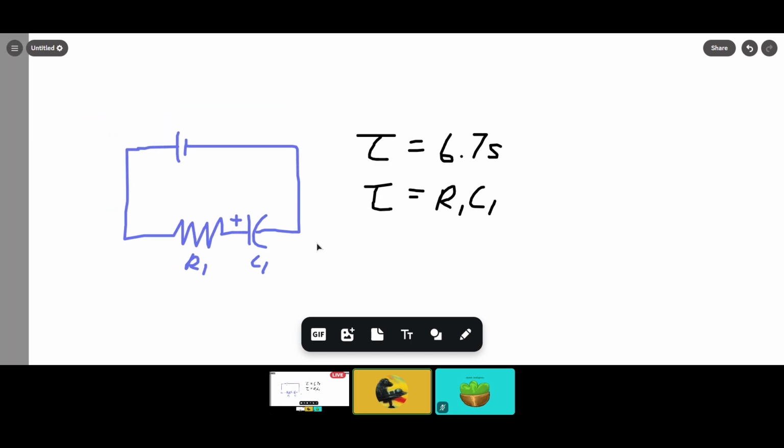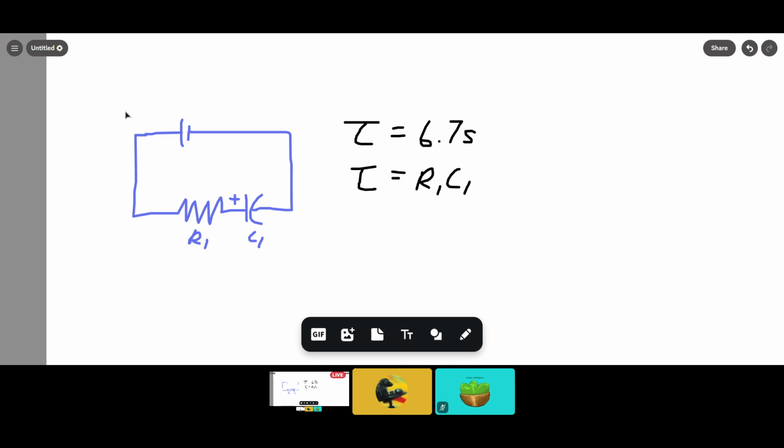So let's say we get the question. The question says this: in this circuit, the time constant is 6.7 seconds. Then they ask you to find suitable values for the resistor and the capacitor. Since I've already gone through the voltage divider circuit, I encourage you to pause the video here and try this for yourself, because this is actually very simple. So you can go ahead and do that now.